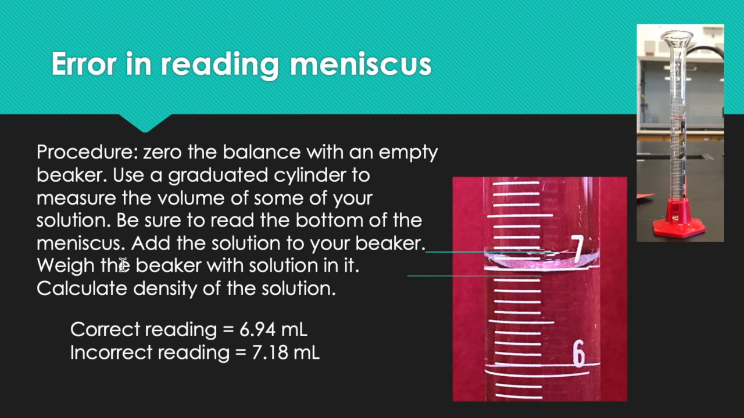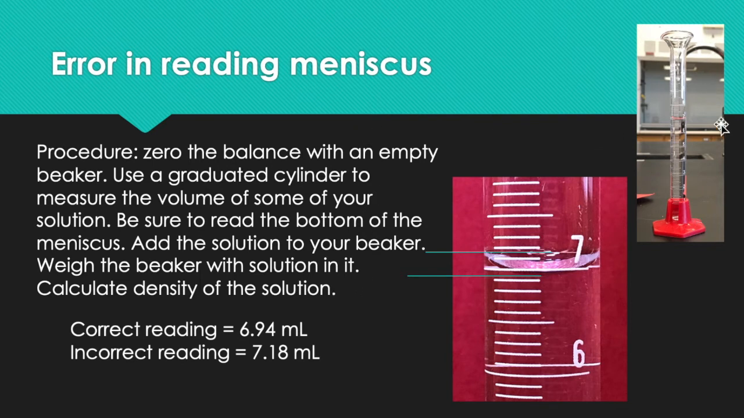All right, here's another possible systematic error. So here's a procedure for what we are supposed to do. We are measuring, or calculating, the density of a solution. And so here is our procedure. We're going to zero the balance with an empty beaker and use a graduated cylinder to measure the volume of some of the solution that you were given. And it says to be sure to read the bottom of the meniscus. And then you add the solution to your beaker and weigh the beaker with the solution in it, and then calculate the density of the solution.